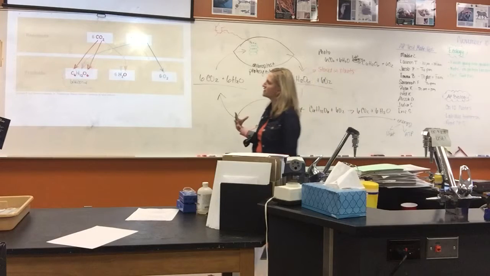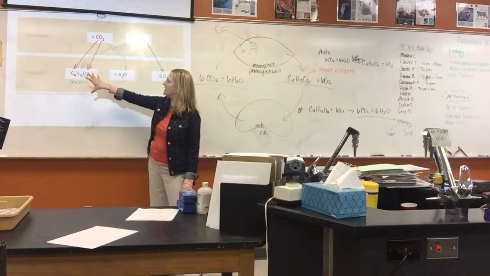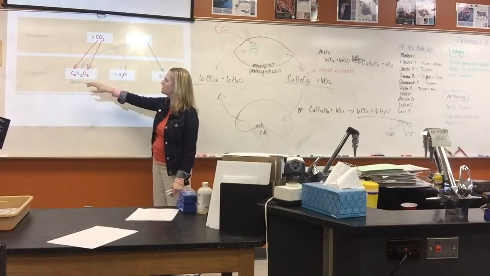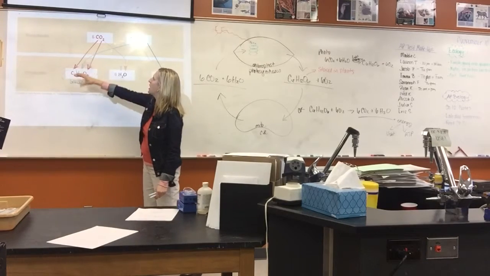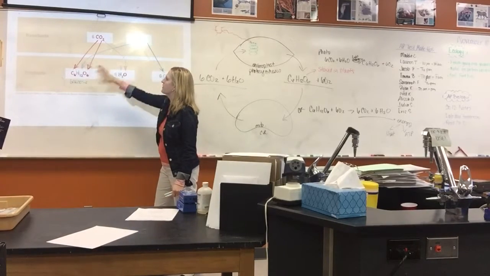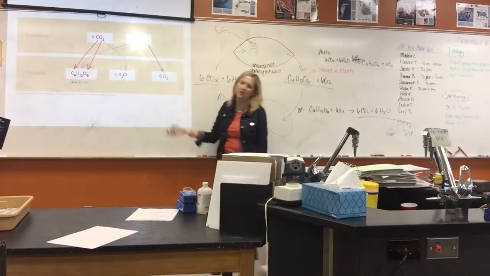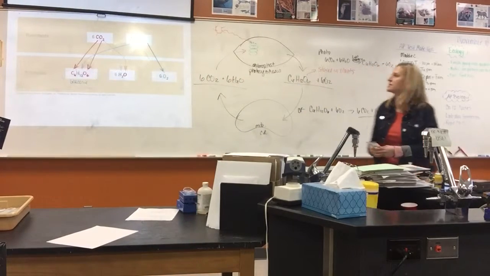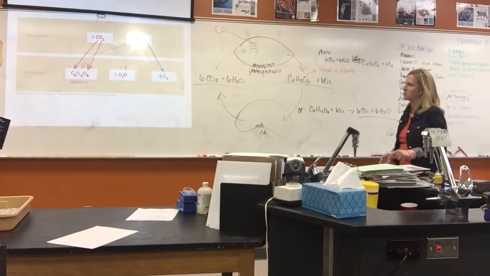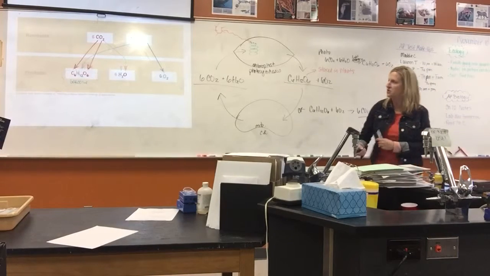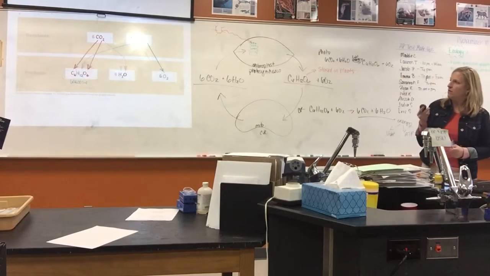So what we need to understand is how we make a glucose molecule. The C's and the O's of glucose come from carbon dioxide, the H's come from water, and what we release, O2, goes into the atmosphere for us to breathe. All right, so that's the relationship there.